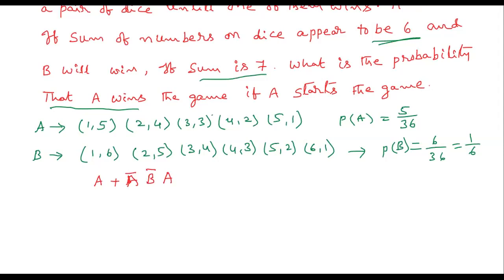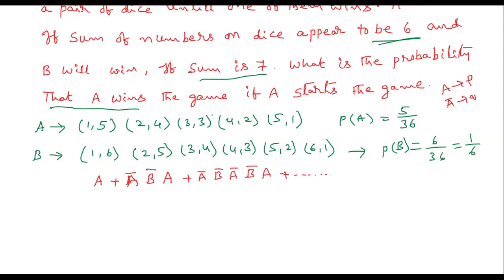A means success, A complement means failure. B means success, B complement means failure. Okay, if in the third case also A failed, that means A complement, B complement, A complement, B complement, then you will get the fifth chance, and so on. The game is going on like that. So A means you have to think P success. A complement means failure. B complement also failure only.